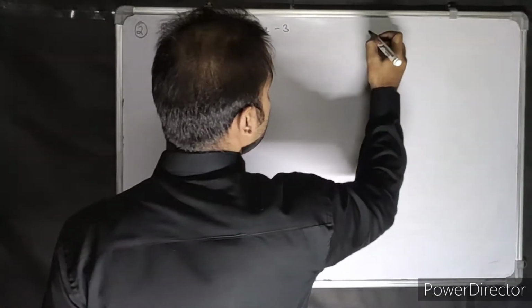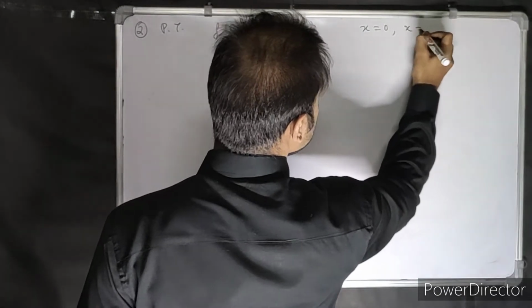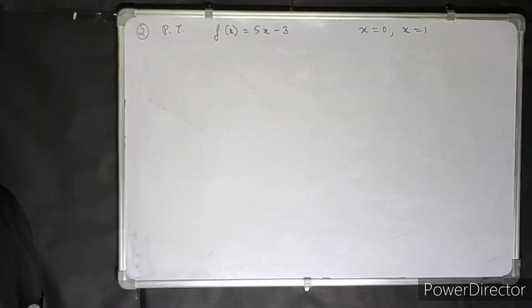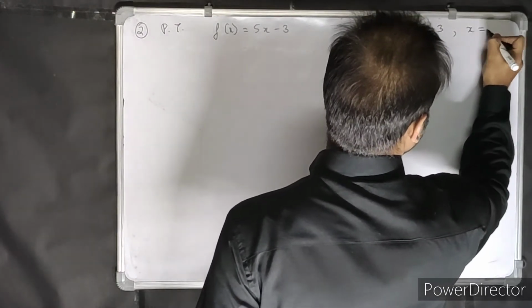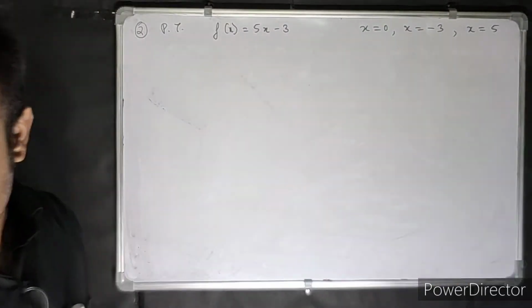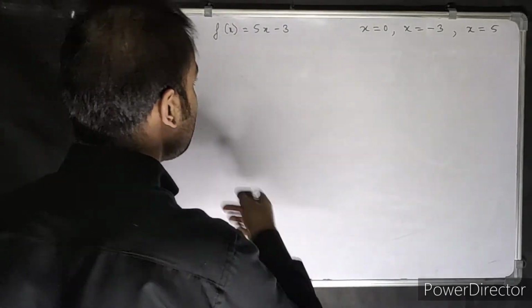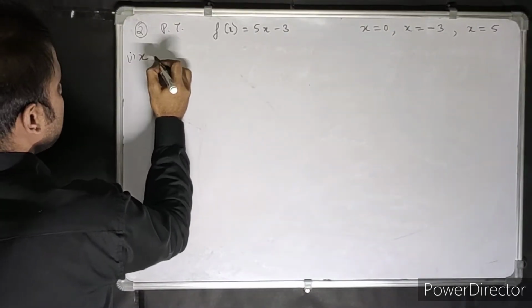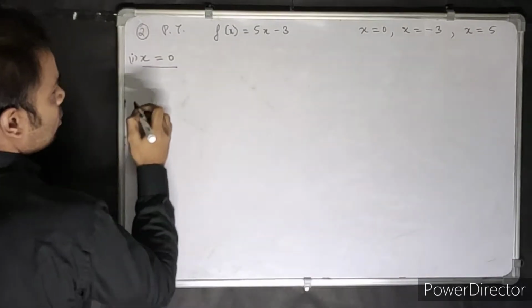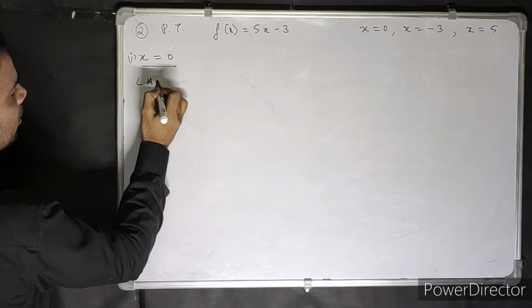So the points that are given are x equal to 0, x equal to 1, x equal to minus 3 and x equal to 5. These are the 3 points. You have to check whether the function is continuous at these 3 points. So let's start with the first one, that is x equal to 0. So start with LHL, left hand limit.